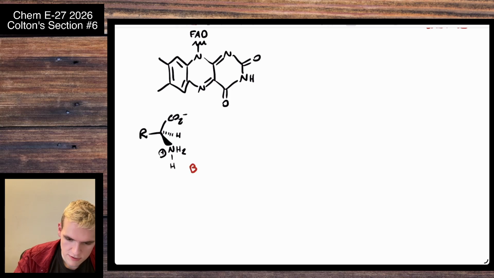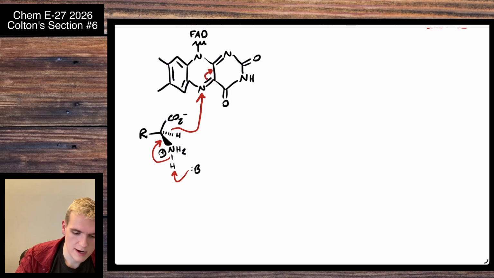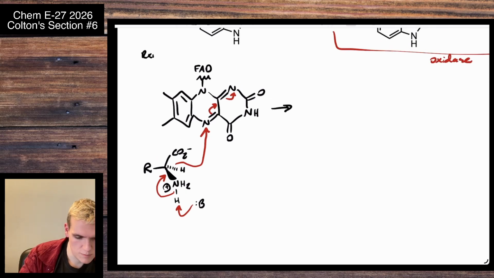We are going to get a general base in here. It's going to deprotonate this nitrogen so that we can push down, make a double bond, and then we are going to hit off a hydrogen onto our FAD. So this is our reaction 1, and this is our step 1.